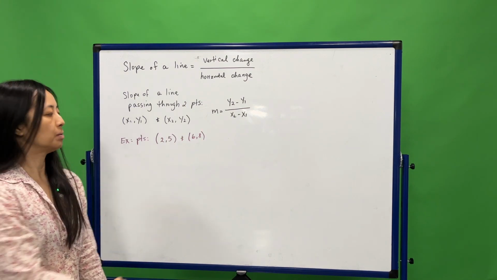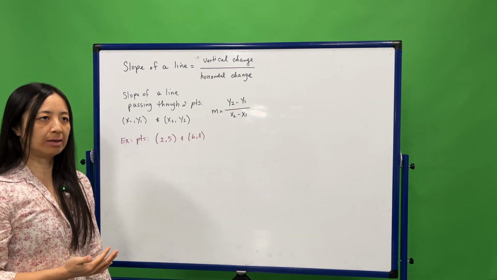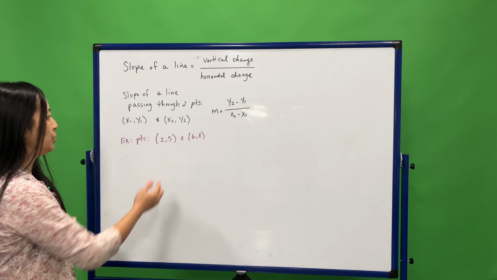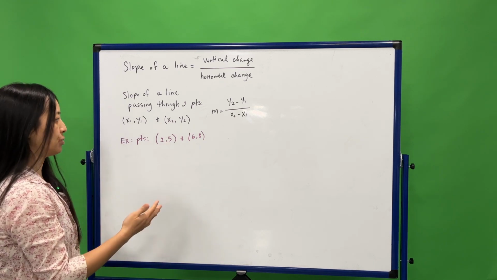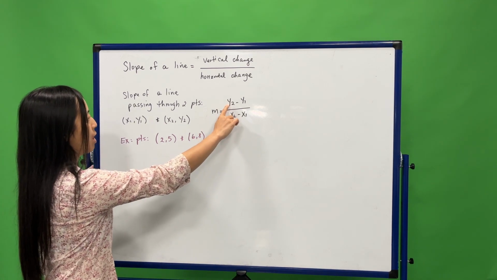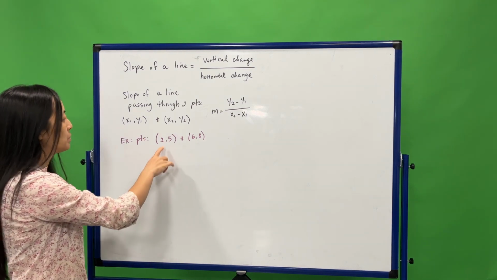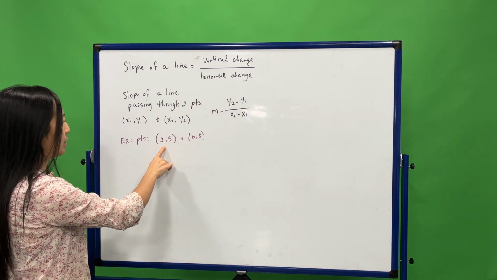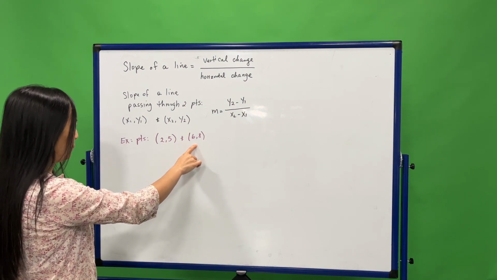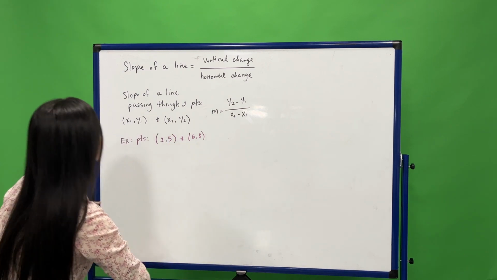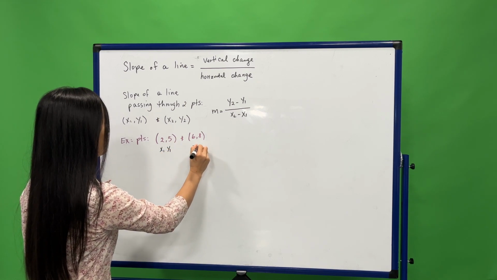We're given 2 points, (2, 5) and (6, 8). If the question doesn't label the points as point 1 or point 2, you can select either one as point 1 or point 2. But once you do that, just make sure you are consistent with using y2 and x2 from the same point. So in our case, I'm going to select this one as point 1 and this one as point 2. And so we will have here x1, y1, and x2, y2.